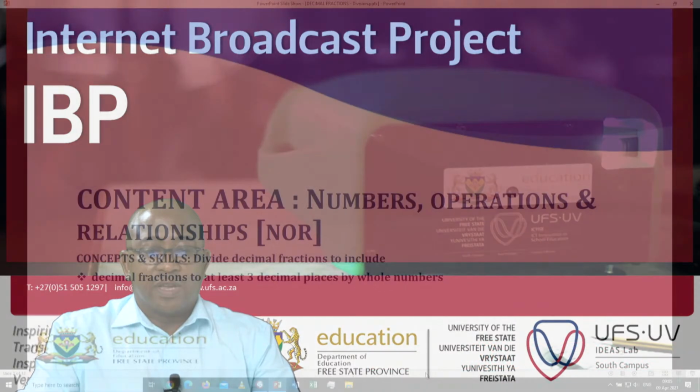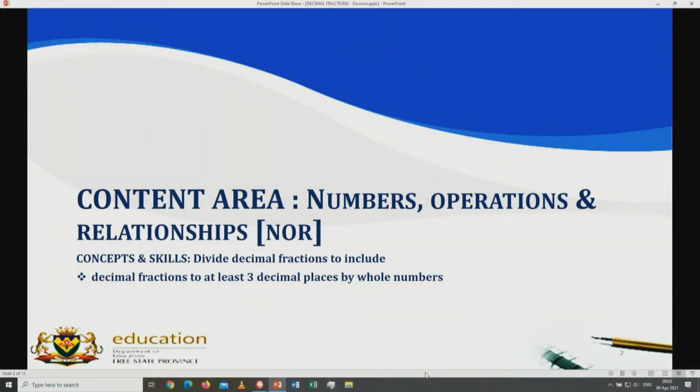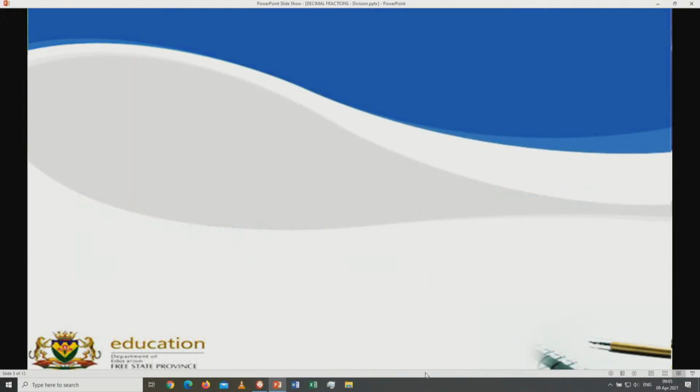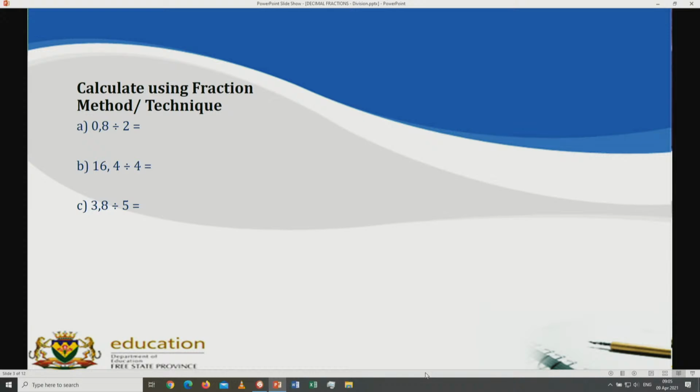Today, we are going to do mathematics. Particularly, we'll be covering dividing decimal fractions to include decimal fractions to at least 3 decimal places by whole numbers. We have 0,8 divided by 2, 16,4 divided by 4, 3,8 divided by 5. We'll be using the common fraction method or technique.